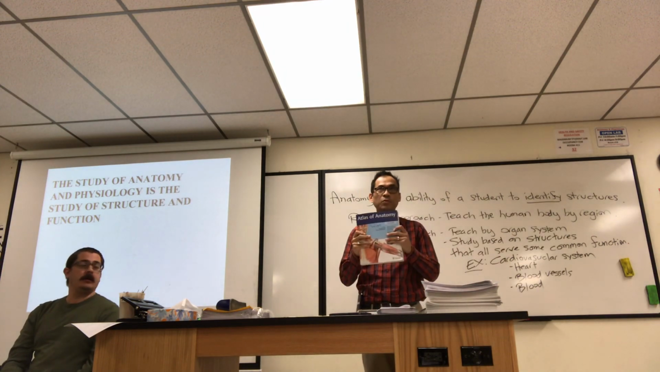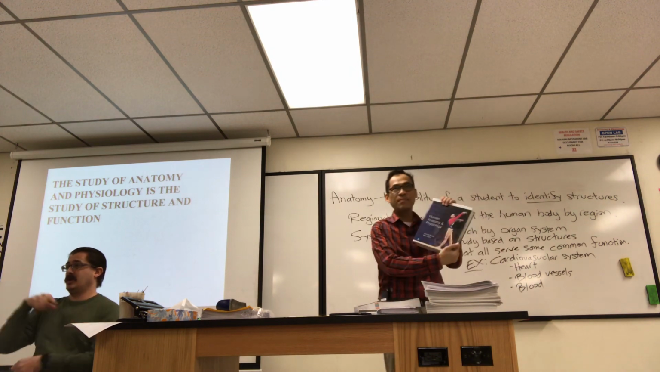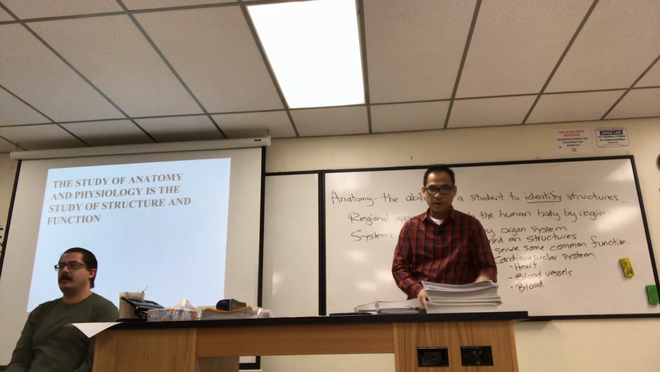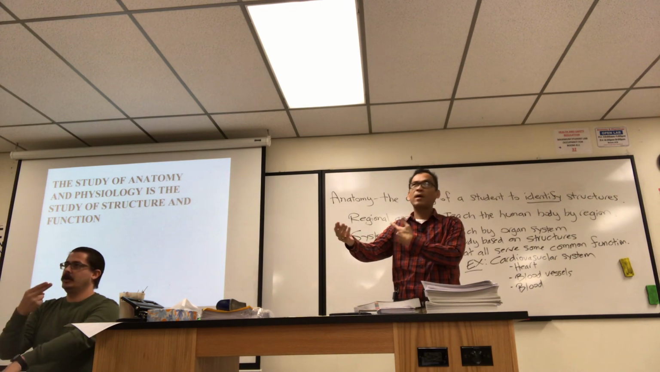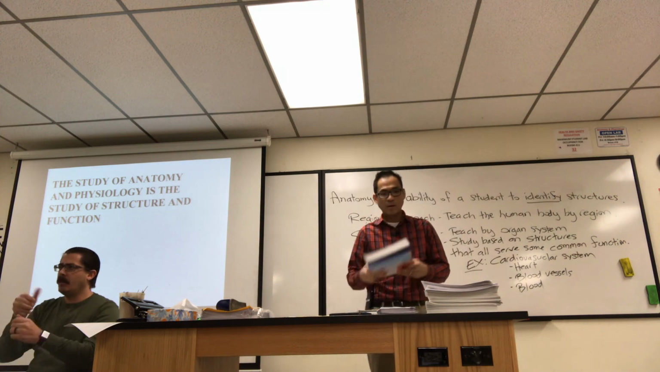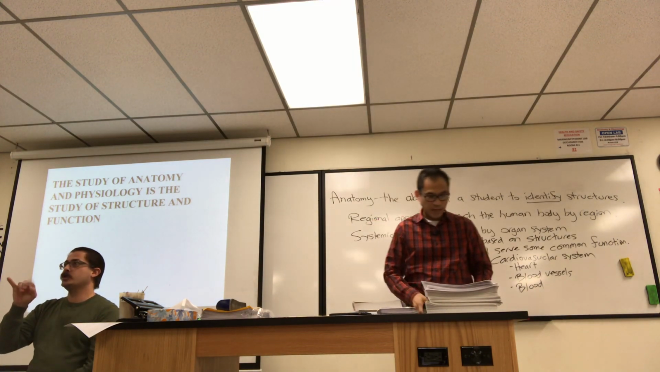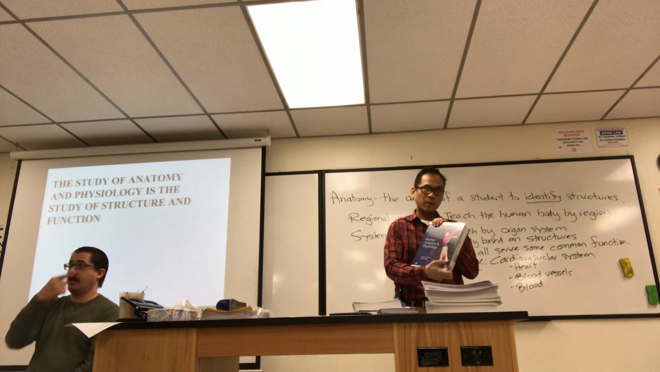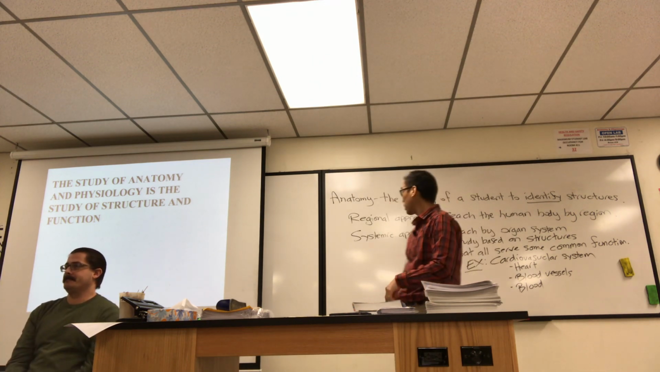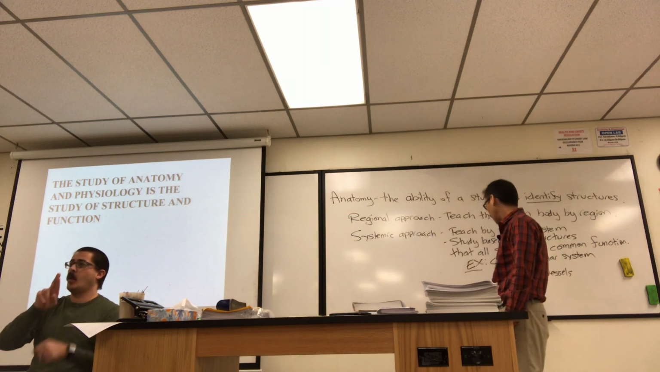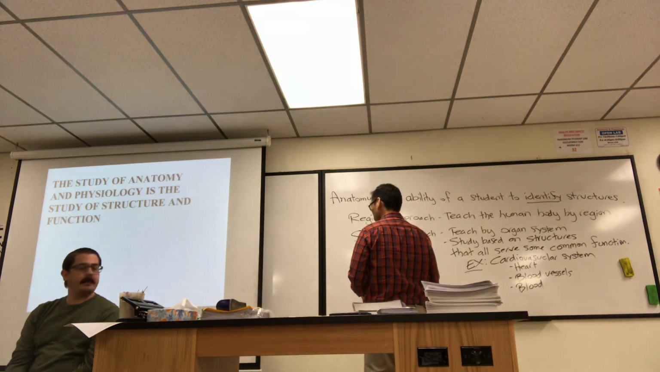I'm asking you to use two books. This is regional, and this is systemic. So keep that in mind. For example, you've got to study the humerus, the bone of the arm. How do I find the humerus in here? I go to the chapter that's upper extremity. I've got to study the humerus in this book. Where do I go? I go to the chapter that's skeletal system. So it's different. Keep that in mind in terms of regional and systemic.